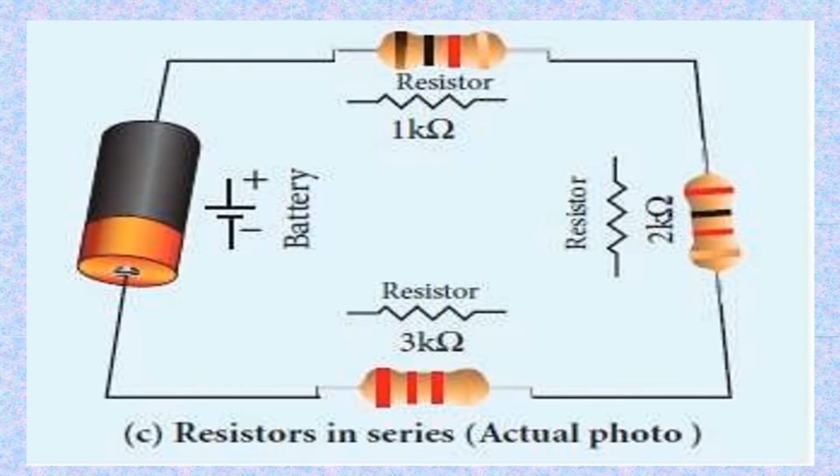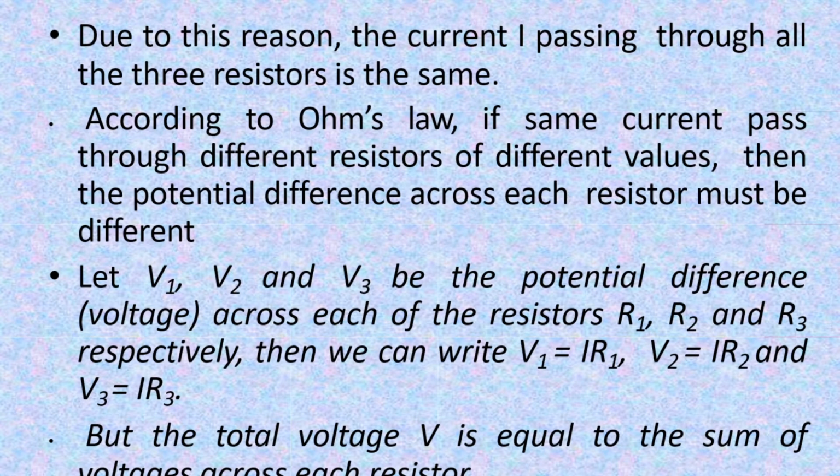And here is the actual photo of a circuit in which all resistors are in series. We can observe here a battery and three resistors having different values. R1 is a 1 kilo ohm resistor, R2 consists of 2 kilo ohms, and R3 consists of 3 kilo ohms. Due to this reason, the current I passing through all the three resistors is the same.